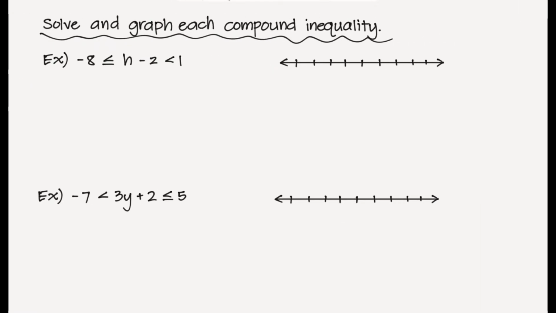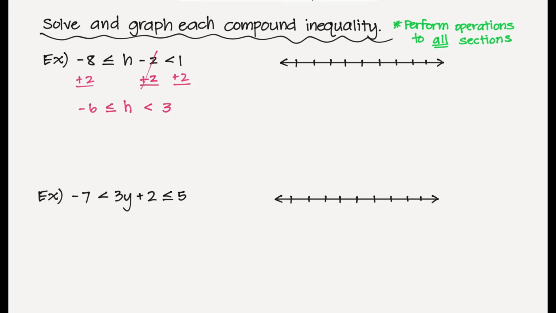So now that we know what these look like, let's go ahead and solve these compound inequalities and then graph each one. The way that we're going to solve it is just like you would an equation, but we're going to perform operations to all sections or all sides. So for instance, I would add 2, not just to the middle, but to the left and to the right to get that h alone. So that leaves me with -6 is less than or equal to h is less than 3. And that's it for solving that compound inequality.